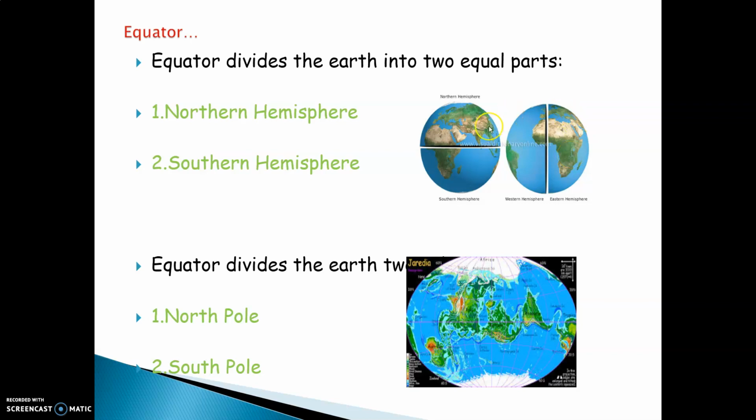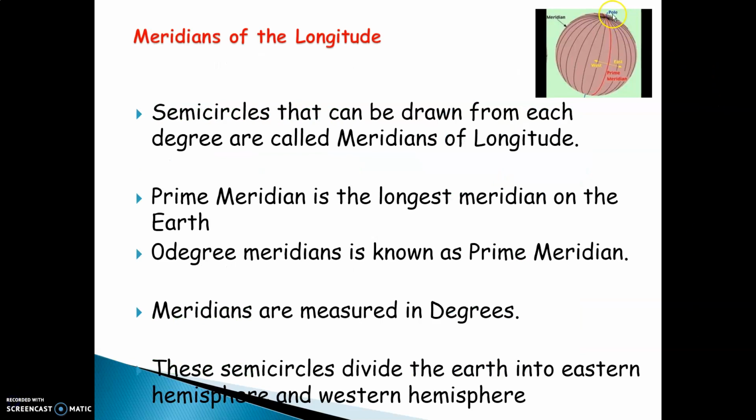So children, remember, equator divides the earth into 2 parts, which are northern hemisphere and southern hemisphere, and this prime meridian divides the earth vertically, that is western hemisphere and eastern hemisphere. So you can see over here this red line called the prime meridian divides the earth into western hemisphere and eastern hemisphere.